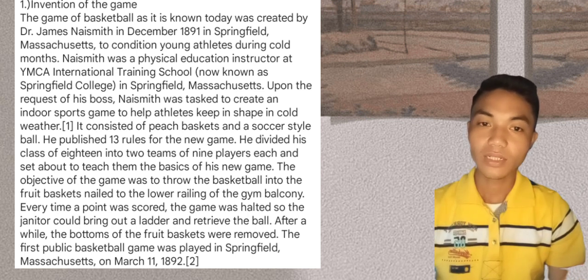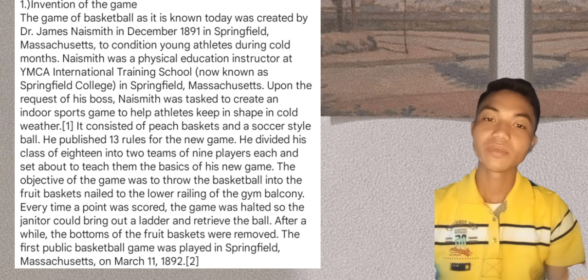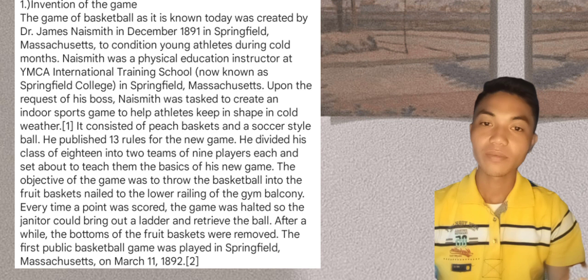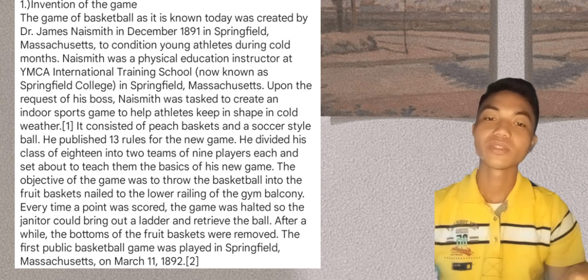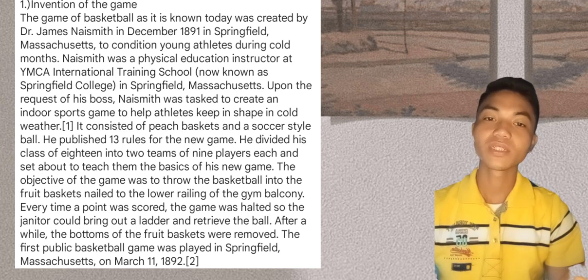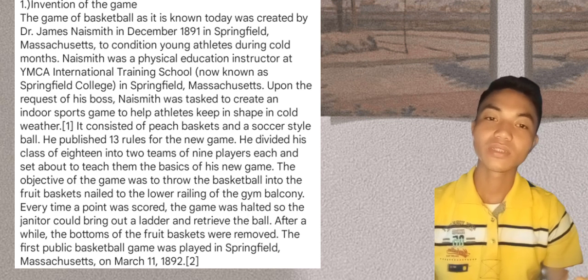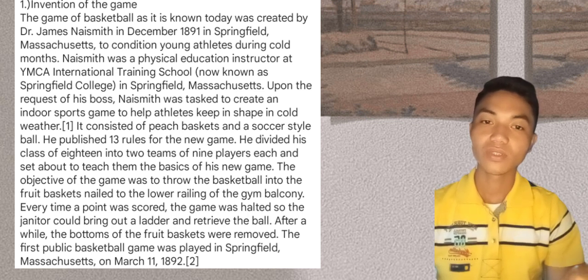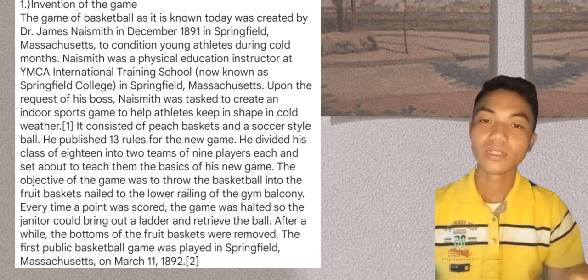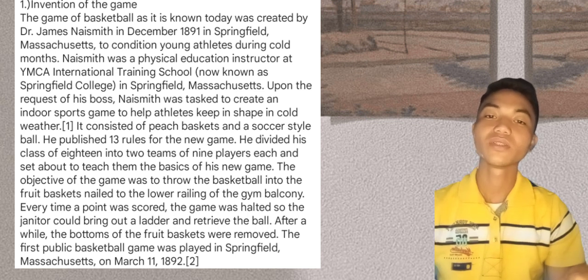Upon the request of his boss, Naismith was tasked to create an indoor sport game to help athletes keep in shape in cold weather. It consisted of a peach basket and a soccer-style ball. He established 13 rules for the new game. He divided his class of 18 into two teams of 9 players each and set about to teach them the basics of his new game.